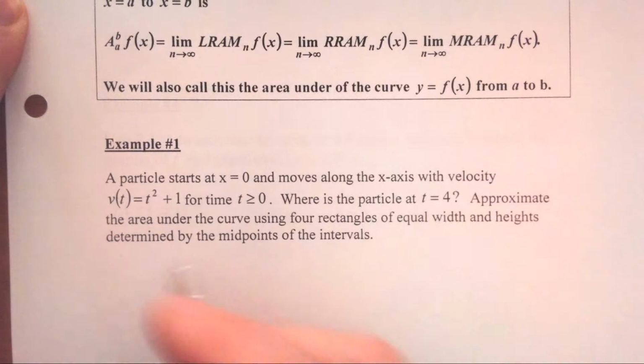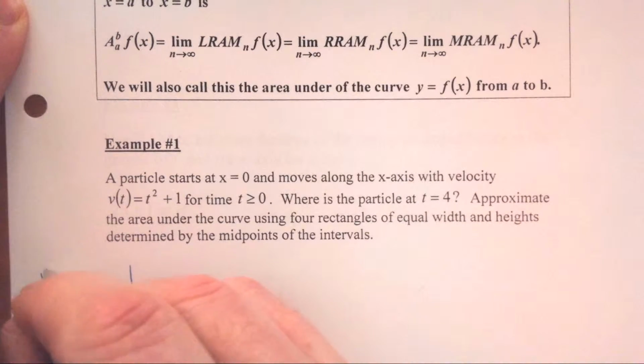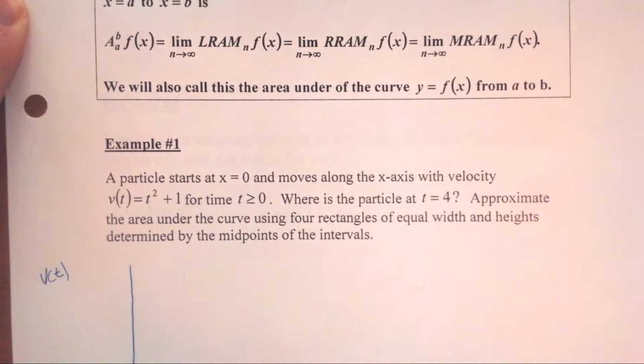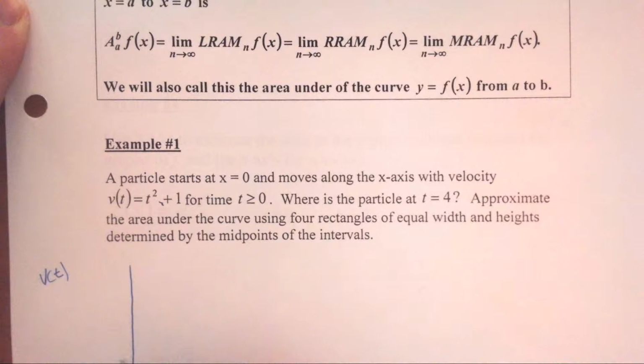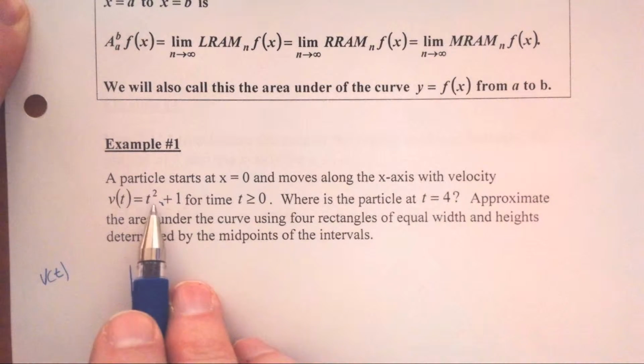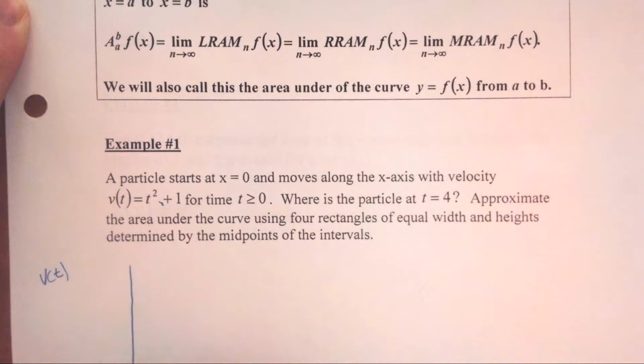I'm going to graph the velocity curve. So here's v of t, or y equals v of t. I'm going to go 1, 2, 3, 4. And this is t squared plus 1. So by the time I get to 4, I'm up at 17. So 1, 2, 3, 4, 5, 6, 7, 8, 9, 10, 11, 12, 13, 14, 15, 16, 17. And this is 1, 2, 3, 4.